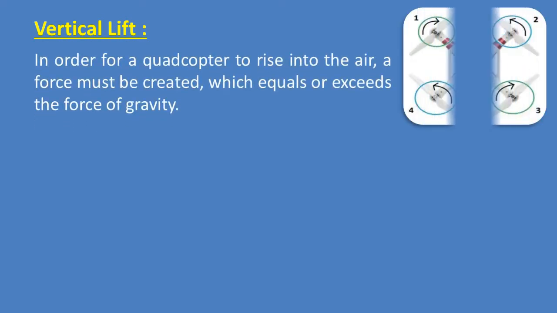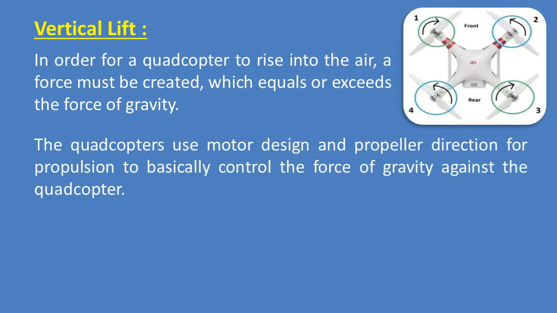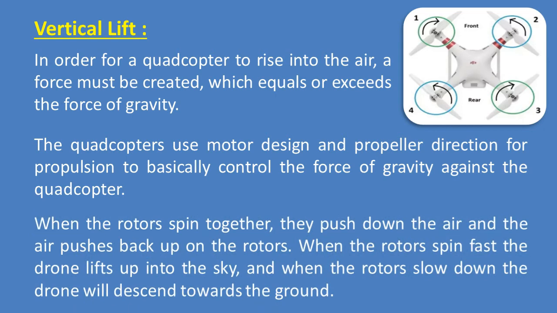Vertical lift. In order for a quadcopter to rise into the air, a force must be created which equals or exceeds the force of gravity. The quadcopters use motor design and propeller direction for propulsion to basically control the force of gravity against the quadcopter. When the rotors spin together, they push down the air and the air pushes back up on the rotors. When the rotors spin fast, the drone lifts up into the sky, and when the rotors slow down, the drone will descend towards the ground.